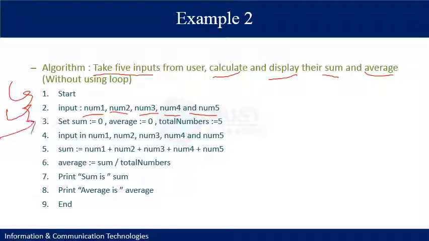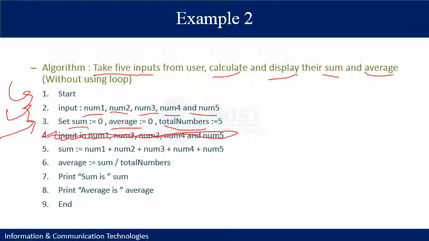Next we want to calculate the sum and the average, and we know we have total numbers is equal to 5 and the rest of the variables are set to 0. So in the next step, there is a slight error here. This is a repetitive statement, so we eliminate step number 4.